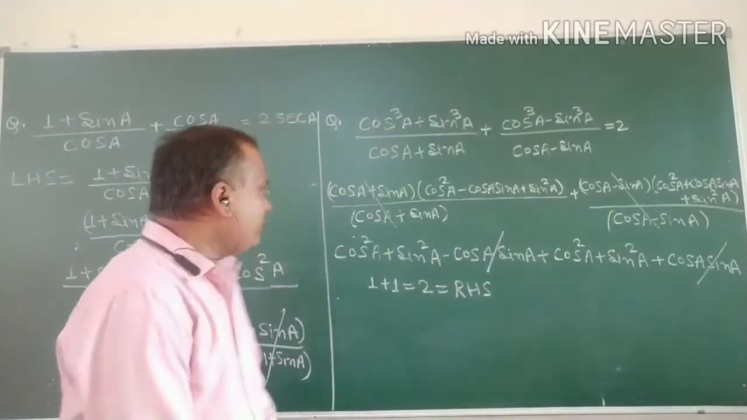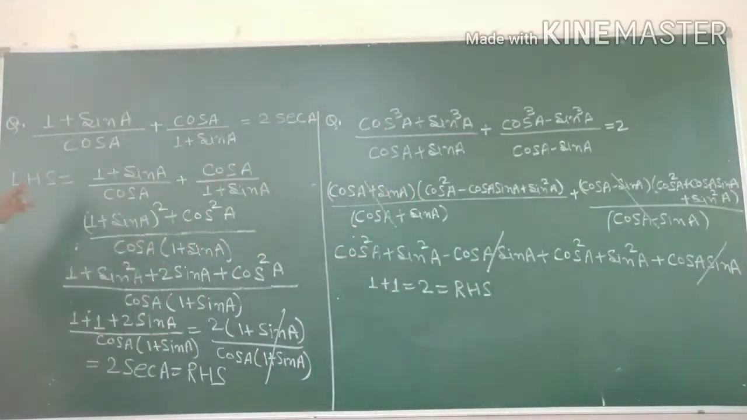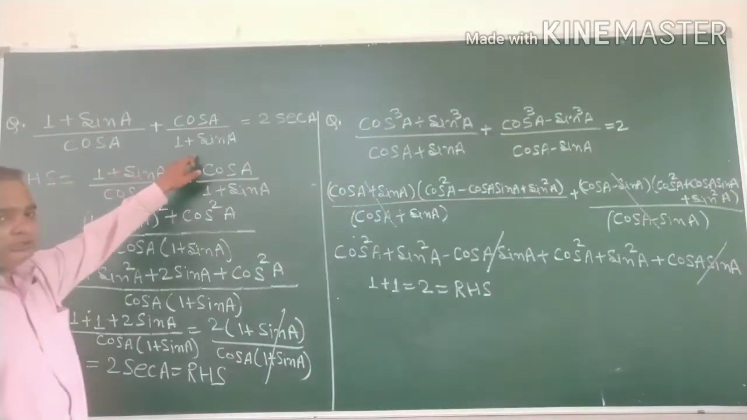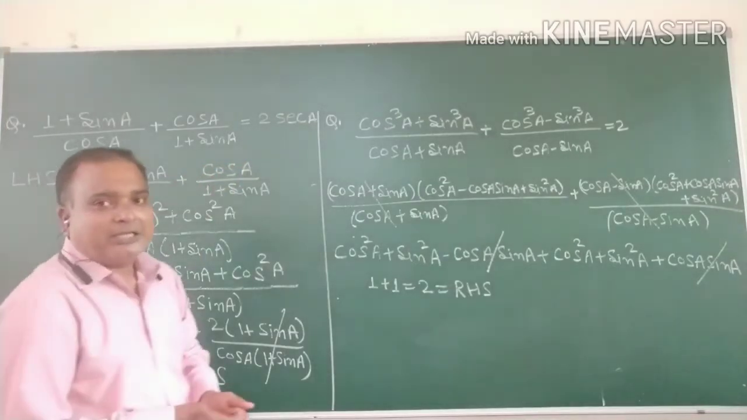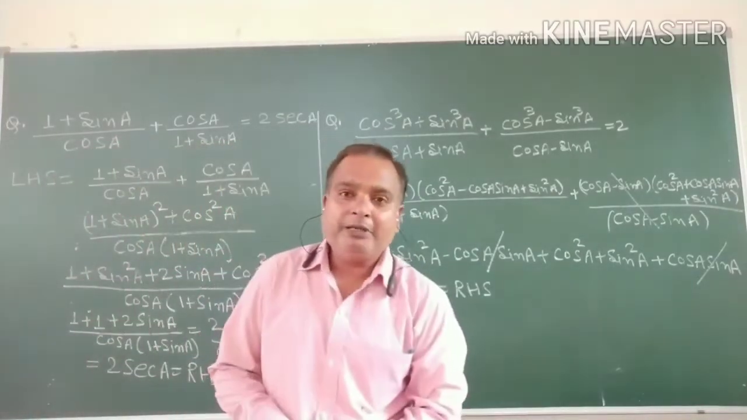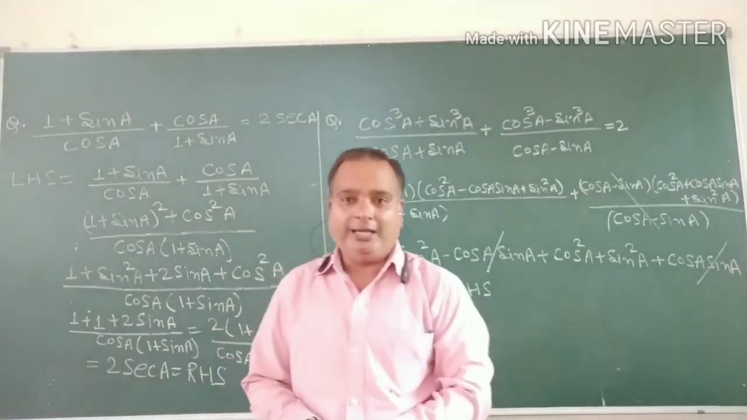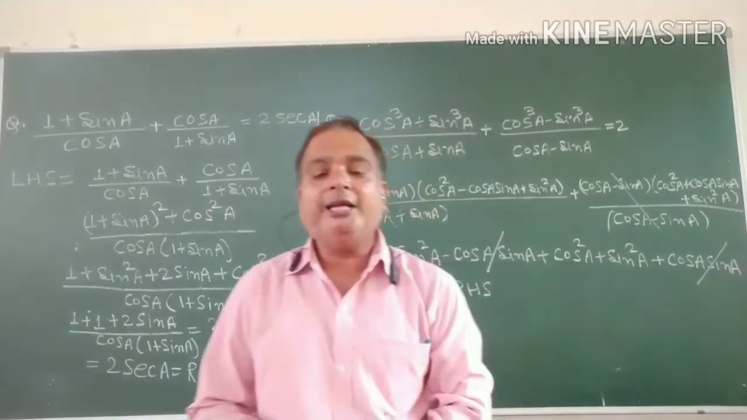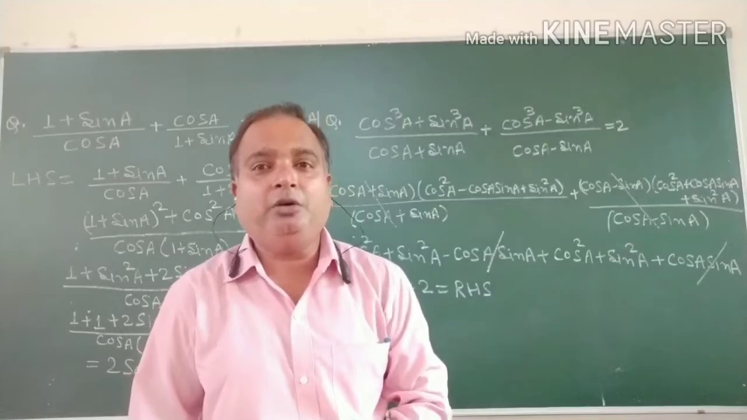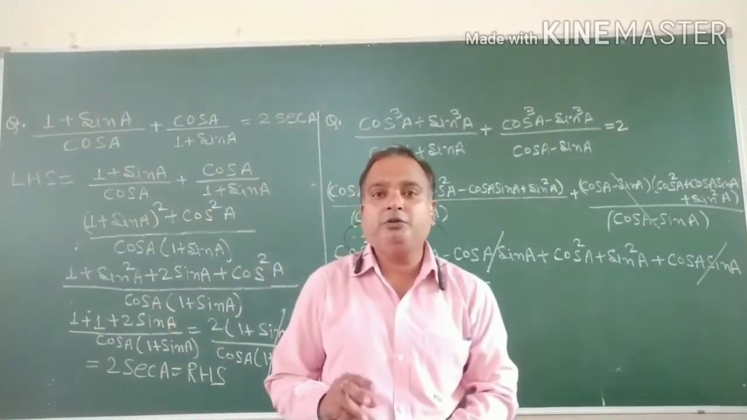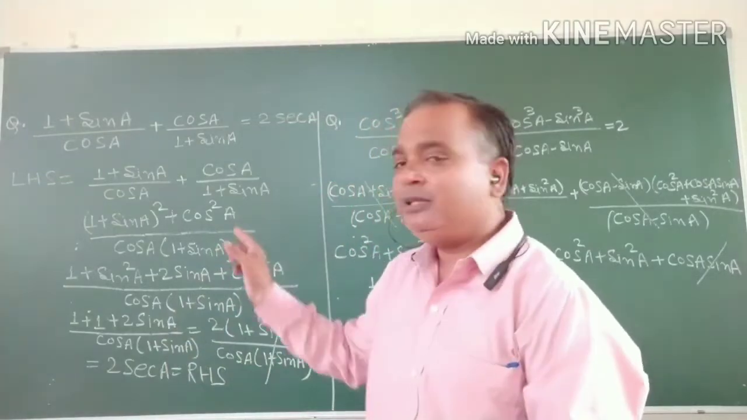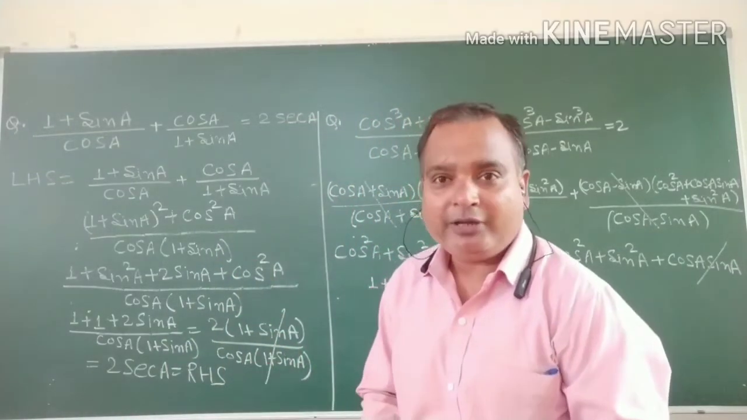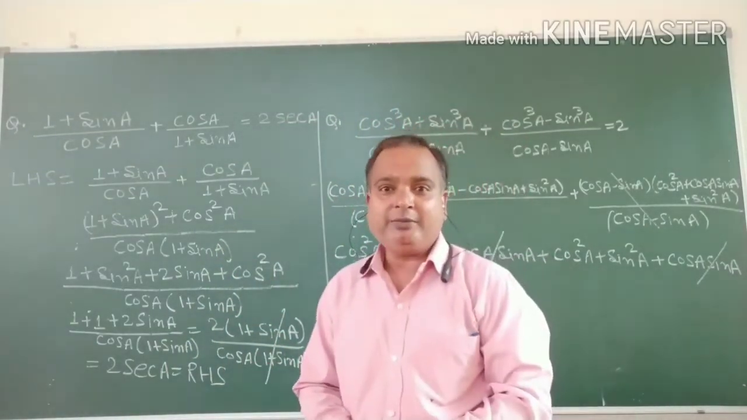Now the question is: (1 plus sin A) upon cos A plus cos A upon (1 plus sin A) equal to 2 sec A. As I already told in the previous video, we always take the LHS, and if there is any function except sine or cosine, we change it into the form of sine or cosine. But here the question is already in the form of sine and cosine. So what do we have to do? We just take the LCM and solve.